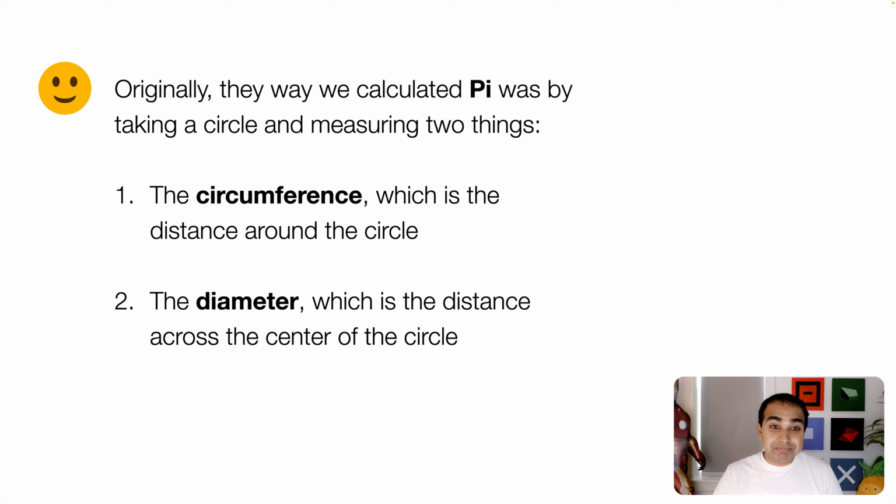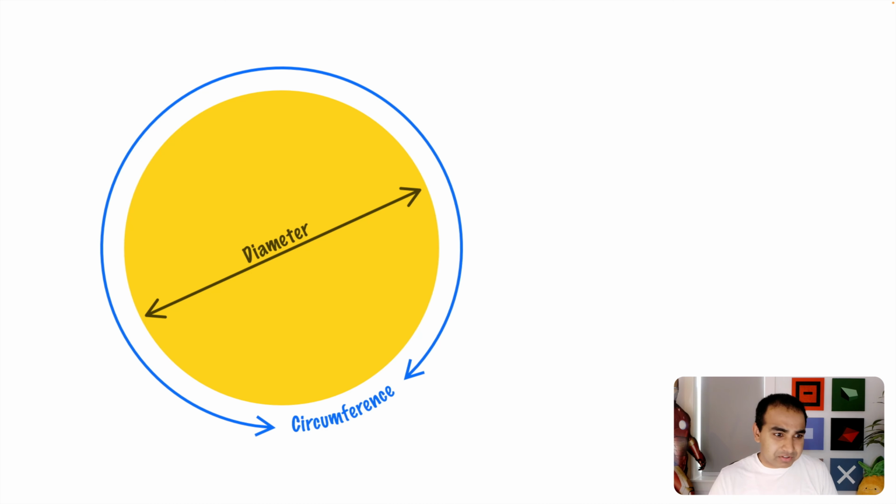Originally, the way we calculated pi was by taking a circle and measuring two things. The first thing is known as the circumference, which is just the distance around the circle. The second thing is known as the diameter, which is the distance across the center of the circle. So if we visualize it, it looks a little bit like this. Many of you who may have taken basic geometry in school many years ago, this all should be very familiar to you. And if you haven't, it's okay.